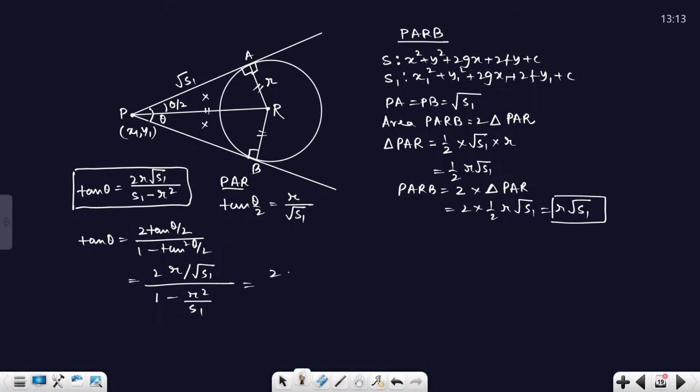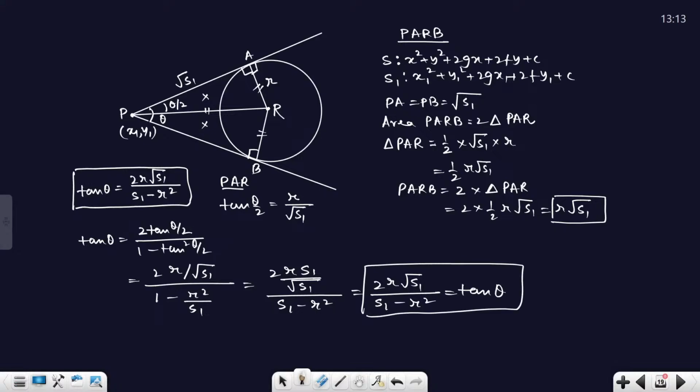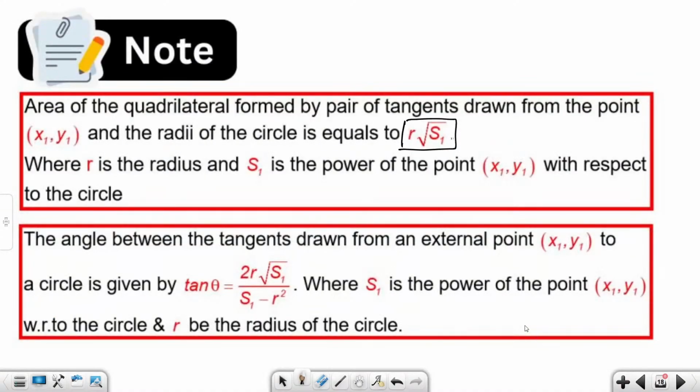So if I simplify, we are going to have 2R root S1 divided by S1 minus R square. And that is your tan theta. That's exactly what we have proved. So the angle between the two tangents drawn from a point outside the circle is given by tan theta equals 2R root S1 divided by S1 minus R square. That is the angle between the tangents drawn from the external point x1, y1.